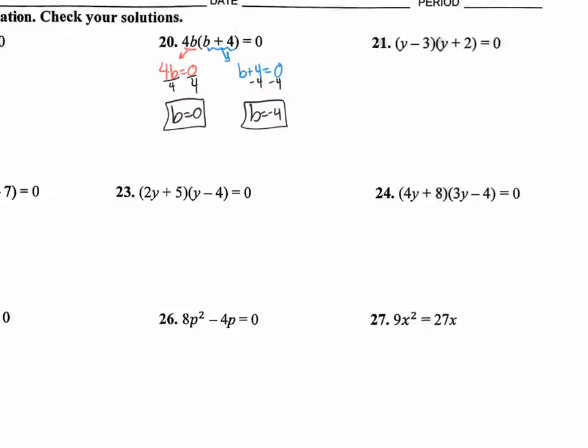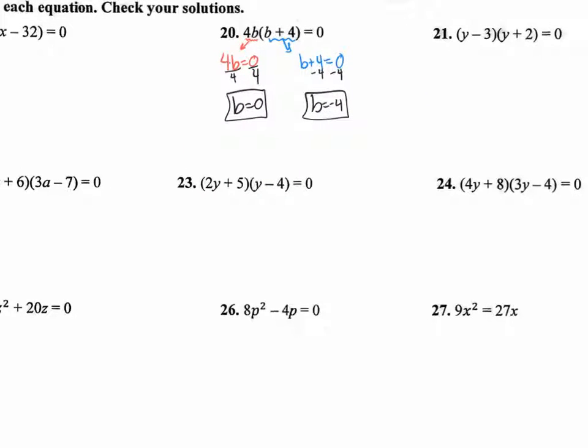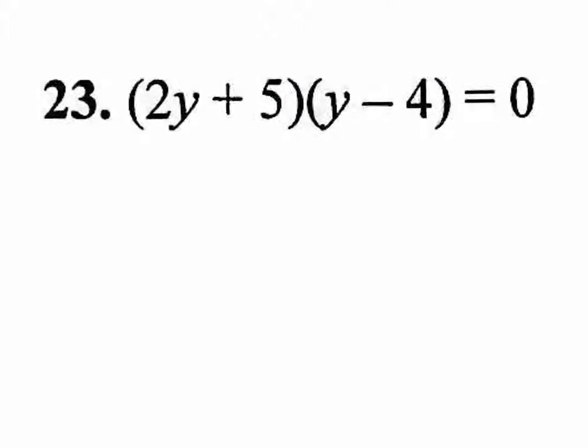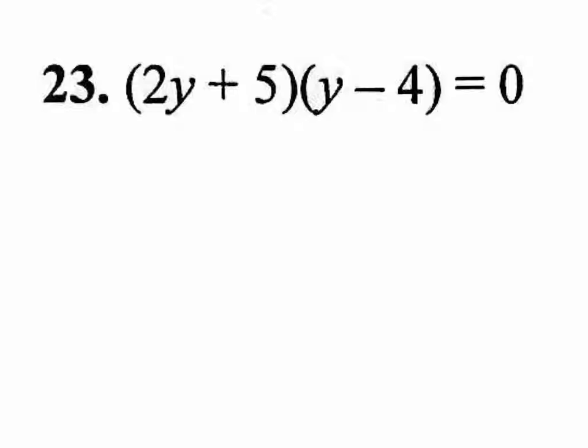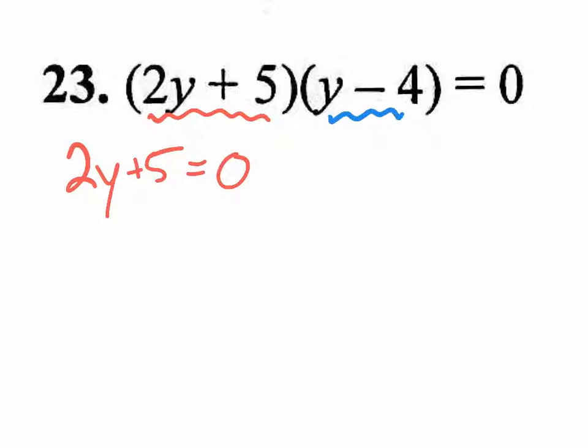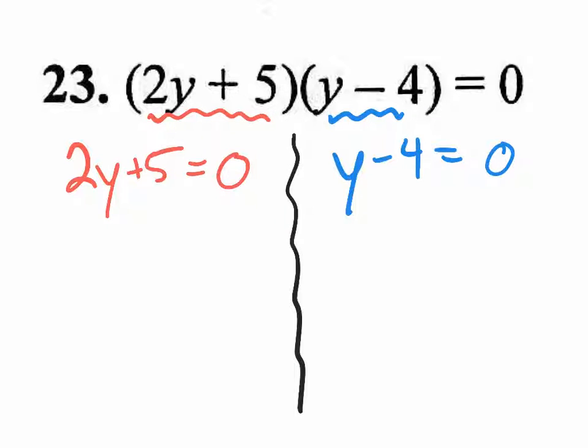So, is this easy or is this hard? Not that bad. It's not that bad. Even if we do something like 23, let's look at 23 right here. Is it factored already for us? Yeah, so I'm not going to distribute. That would be pointless. I'm just going to use the zero product property. This guy, I'm going to set it equal to 0. And this guy, I'm going to set it equal to 0. These are like two separate problems, right?